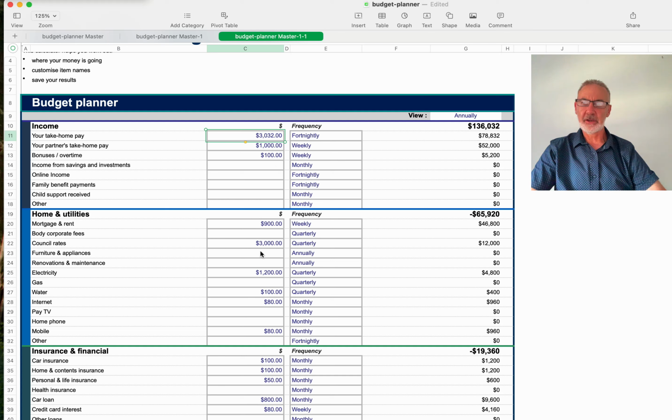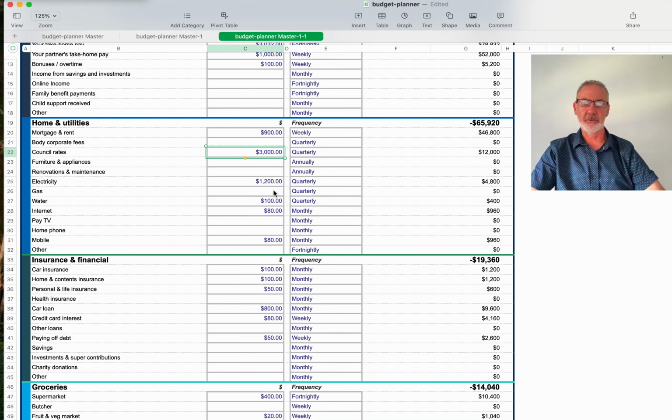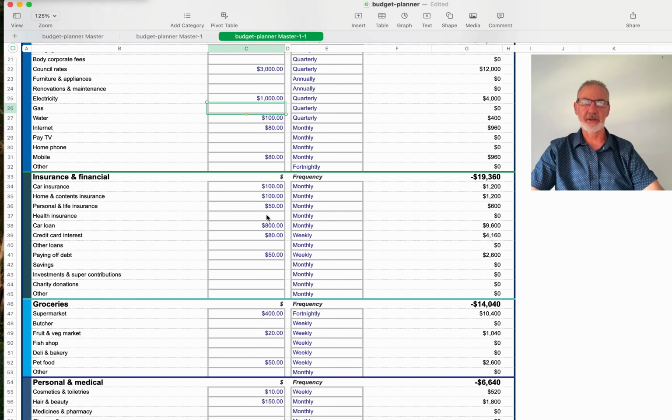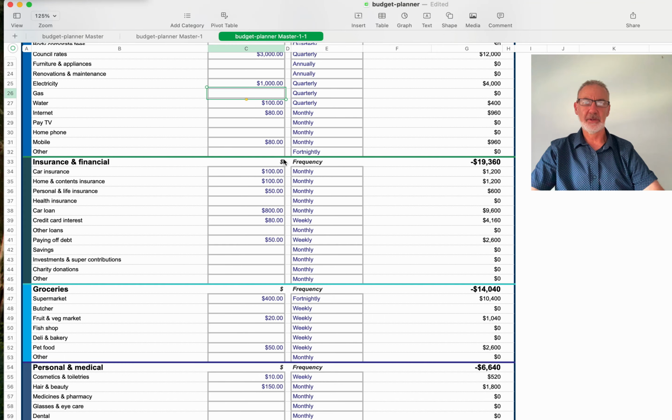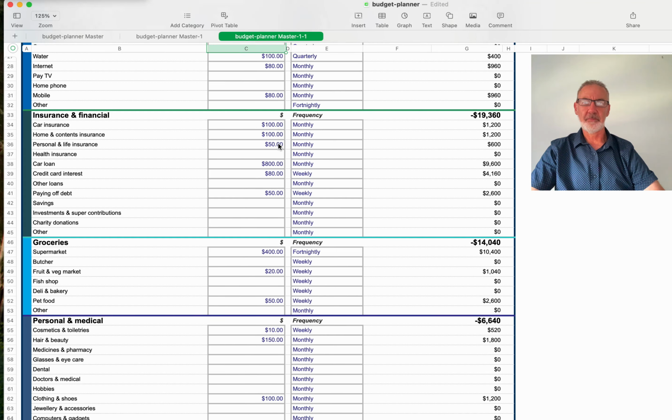You can go through and see that some things here are fixed. Your mortgage might be a little bit variable, or your rent might be fixed for the whole 12 months. Council rates will be very similar in this example. Electricity, sure, you might be able to save $200 off that if you're very conservative. Water, you could use less water and might save a little bit. Internet will probably remain the same. Mobile phone probably the same.